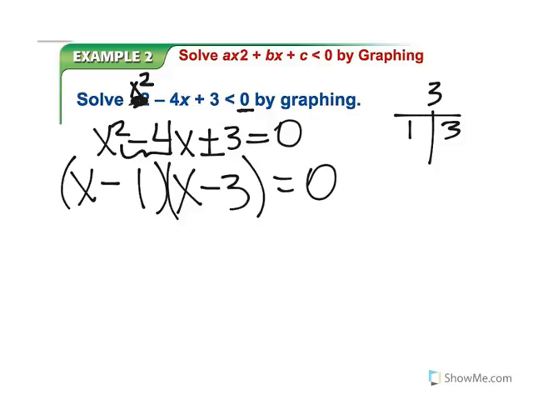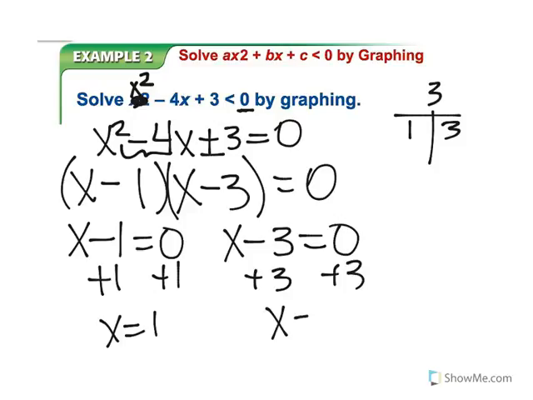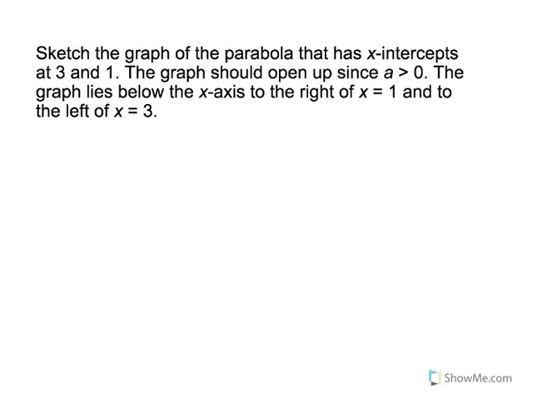Now, by the zero product property, we can set each of these factors equal to 0 and solve for x. So we add 1 to both sides, and we get x equals 1, add 3 to both sides, and x equals 3. So we know that our x-intercepts are at 1 and 3. Our next step is going to sketch the graph of the parabola that has x-intercepts at 3 and 1. The graph should open up since our a is greater than 0.